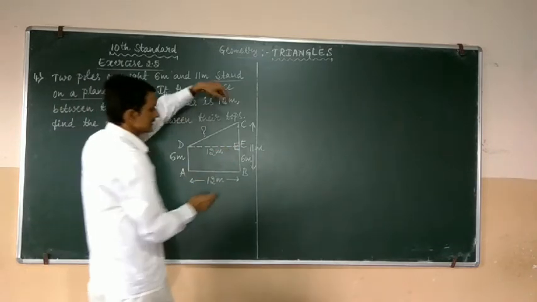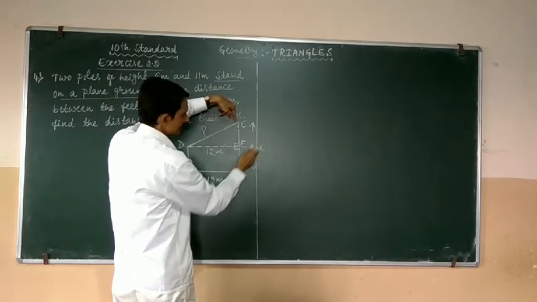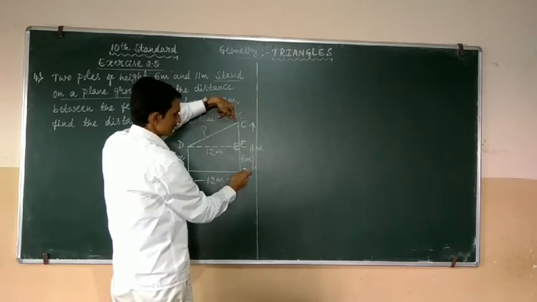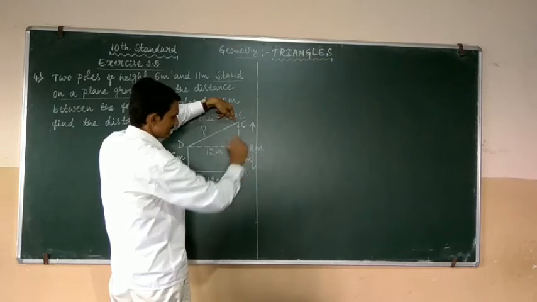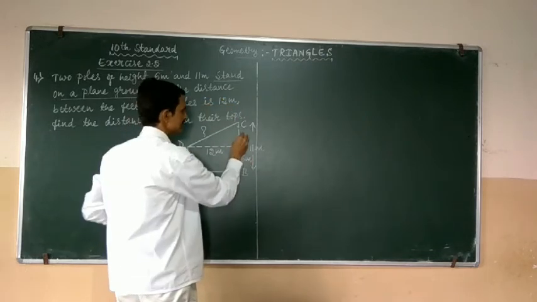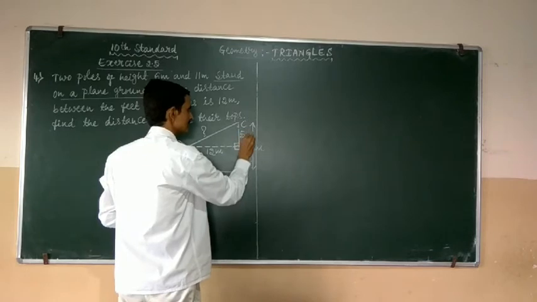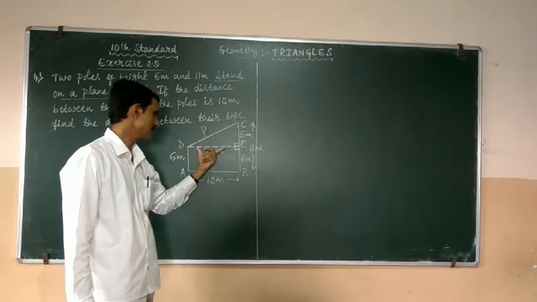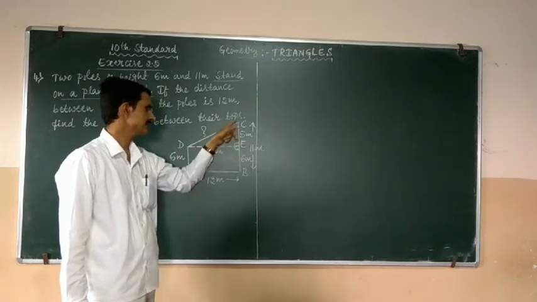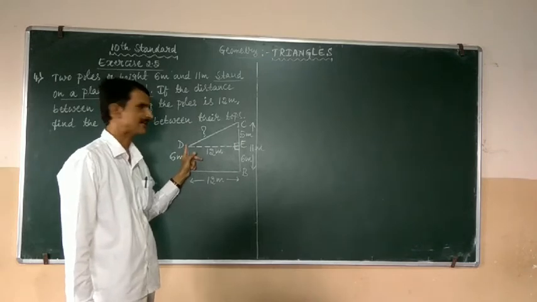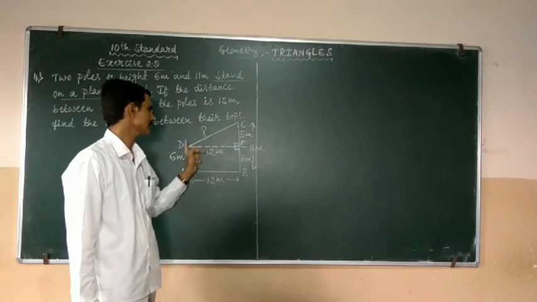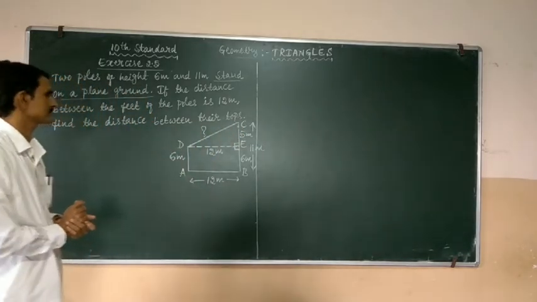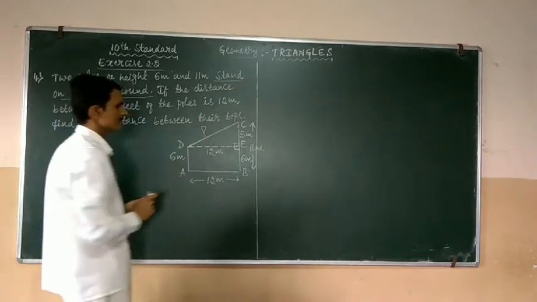Now students, subtract 6 from 11. That means this is the height of the other pole, 11 meter, but the length of BE is 6 meter. 11 minus 6 is 5 meter. So now we know the length of DE and EC, and it is very easy to find the distance between the tops of the poles.